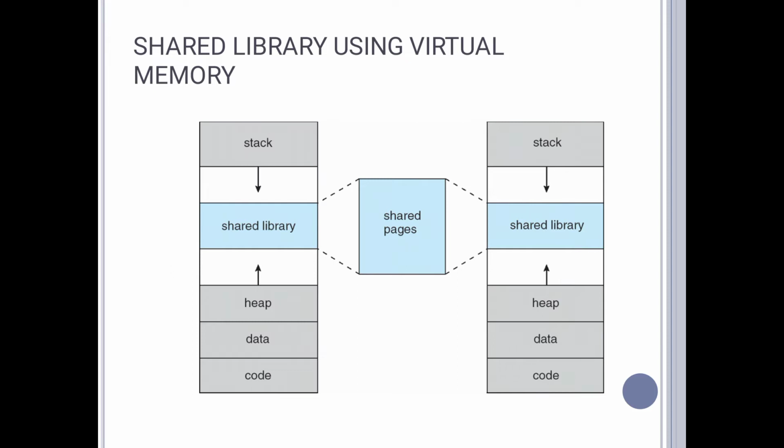Another benefit of the virtual address space is that virtual memory can allow pages to be shared during process creation with the fork system call method. Okay, so this speeds up process creation, since the pages can be shared through virtual memory during process creation.